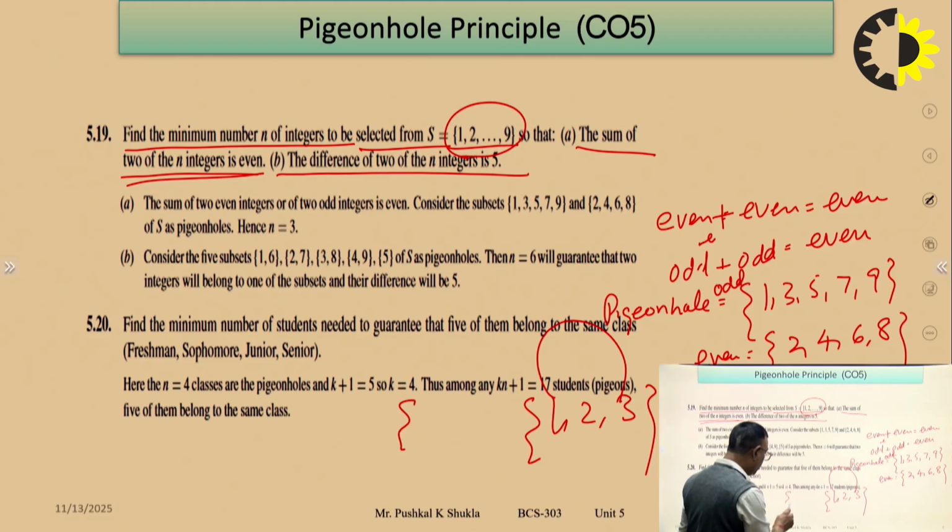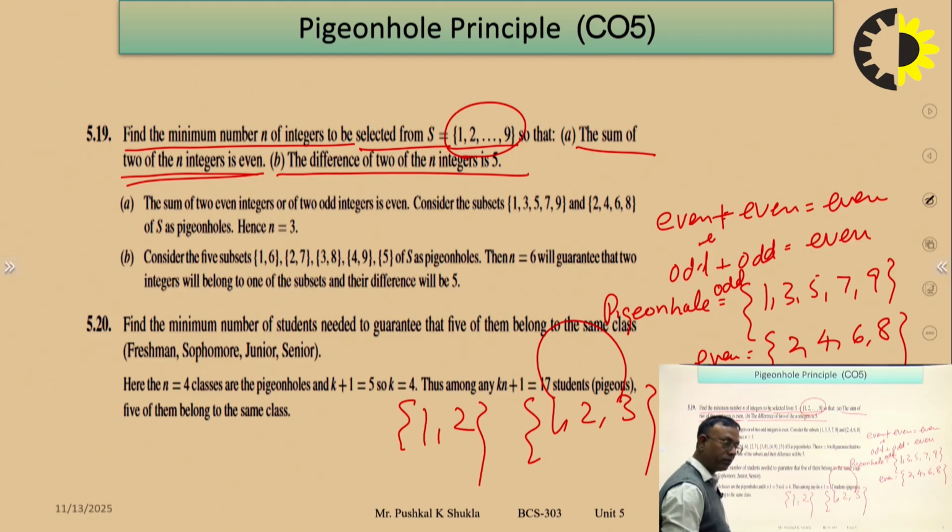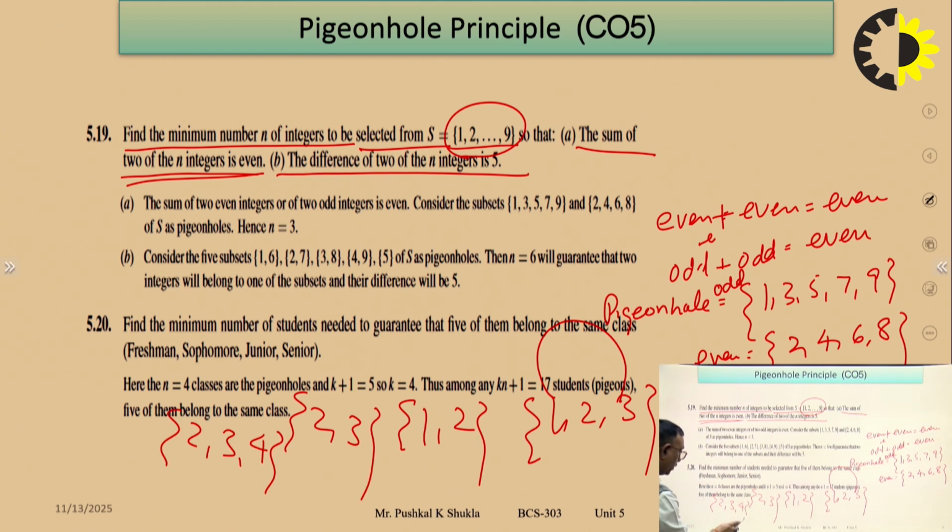Suppose we take only 2, like 2 and 3. This is not guaranteed. Take 2, 3 and 4. Again it is sure that the sum of 2 is even. So we have to take 3 integers from S equal to 1 to 9 to guarantee that the sum of 2 of the integers is even.